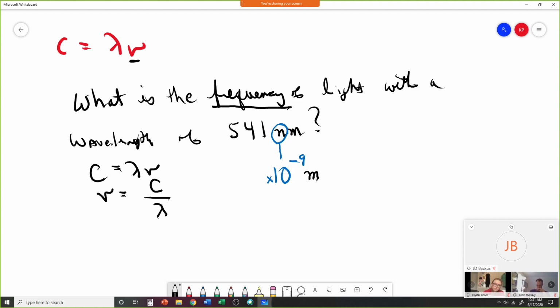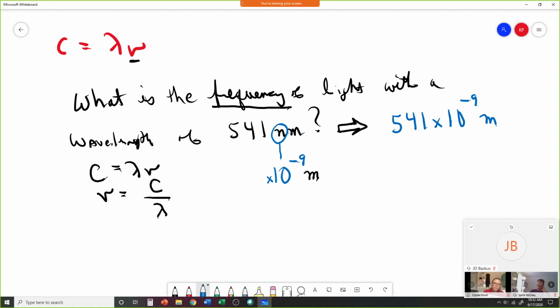So you don't have to set these things up so everything converts. All you have to do is remember your prefixes. And you do that, and you say, now we can say with confidence that this is 541 times 10 to the minus ninth meters, because that's what 10 to the minus ninth means. It means nano.